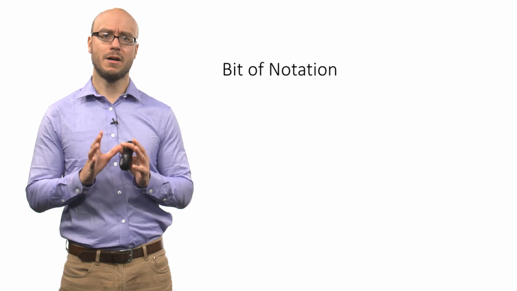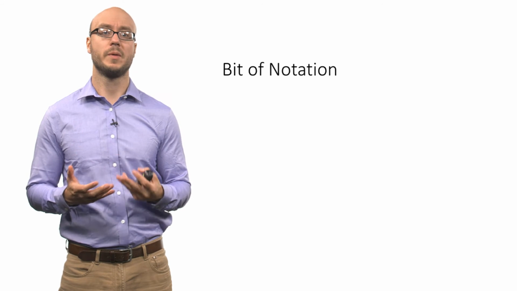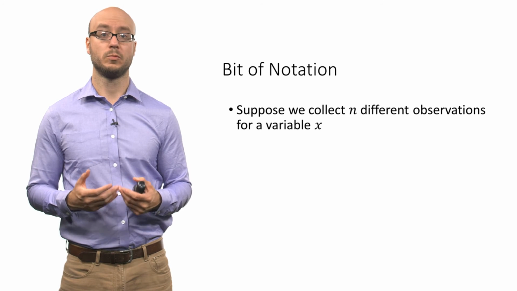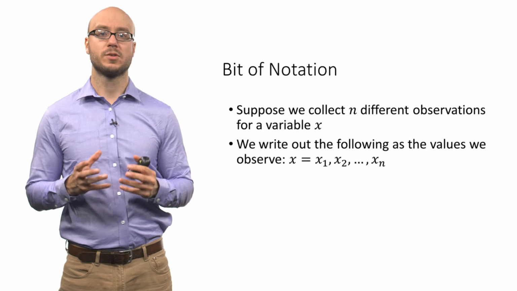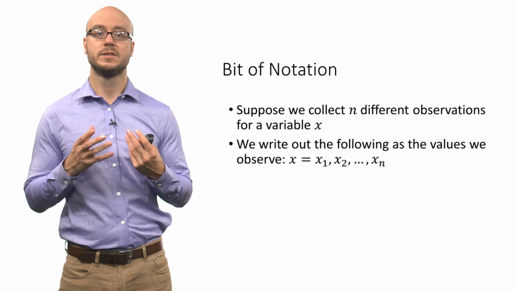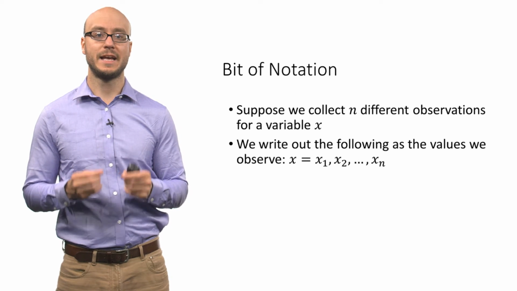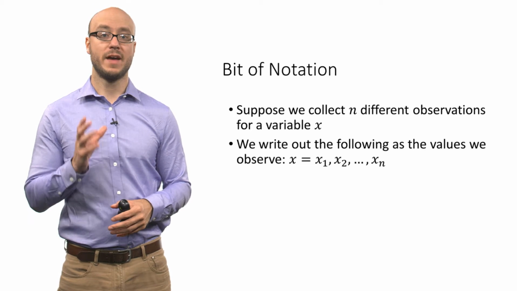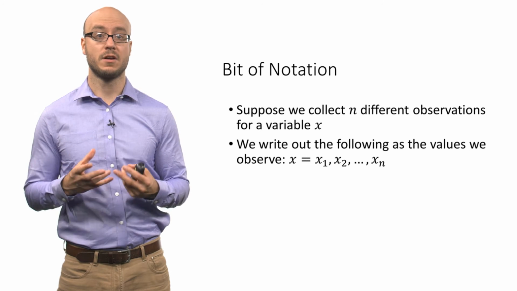So let's talk a little bit about the notation that we often find useful when we talk about the mean. Suppose we collect n different observations for a variable we call x. It's useful to write out these values or observations with subscripts. So if you have, say, 3 data points, 3 observations, it's useful to label each observation with an x and a subscript. So you might have x1, x2, x3. That refers to 3 different observations.